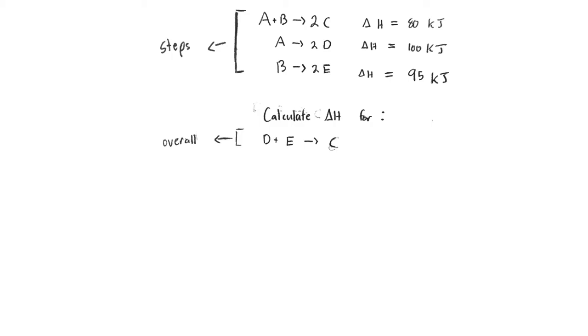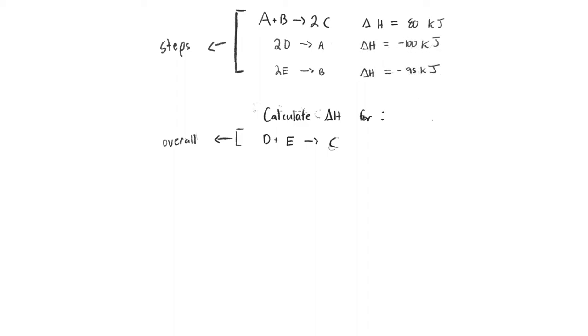By taking a look at the overall reaction, we can see that D and E will be reactants, but in the steps, they are products. So we have to figure out a way to get them on the reactant side. Earlier, I mentioned something about reversing reactions. That's what we have to do in order to get D and E on the reactant side. So let's do that. However, I mentioned that delta H will become the opposite value if you reverse the reaction. When we reverse these two reactions, we must also change the delta H value accordingly. Let's do that as well.